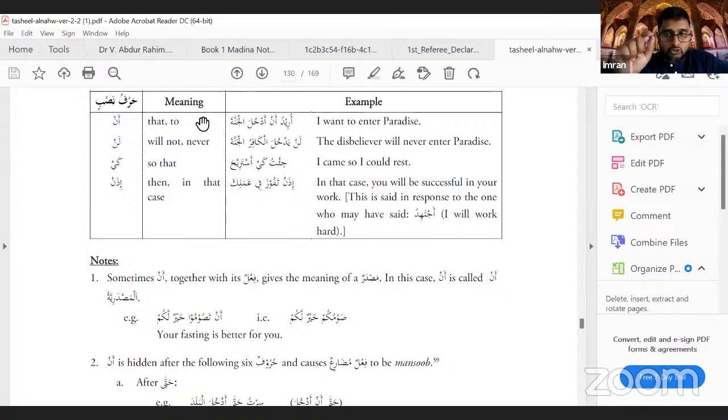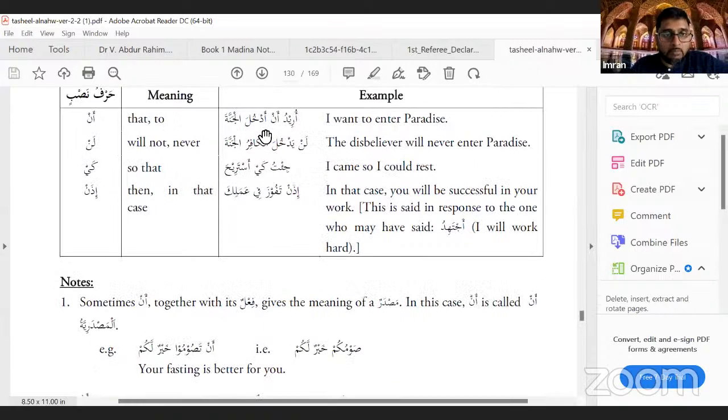The present tense verb is akala yakulu, and I am eating is akulu. So what you will do is add the verb uridu in the beginning, and you bring the verb, and in front of the verb which you want, such as he is eating or I am entering, you bring an: uridu an akula, and the last letter of the verb gets a fatha.